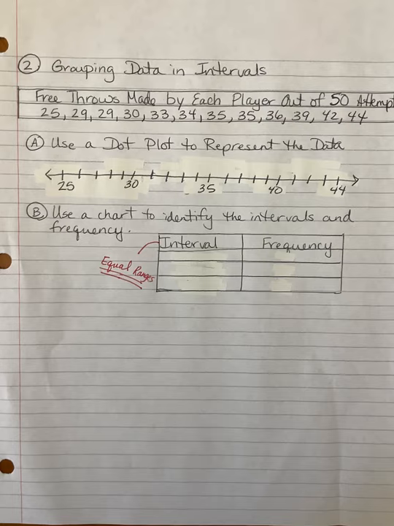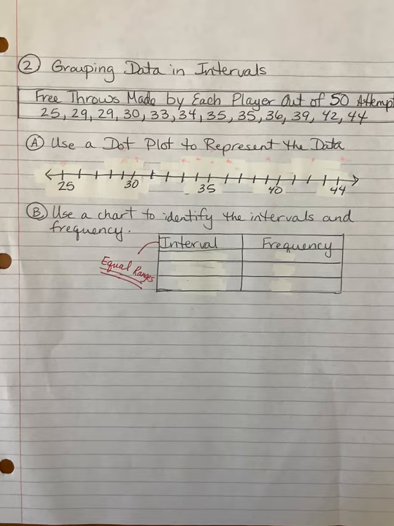And I'm going to say, okay, on here, let me get my pen out. I'll use red to go over here. So I have 25, 2 29s, a 30, a 33, a 34, 2 35s, a 36, a 39, 42, and a 44. So that's my dot plot, okay?